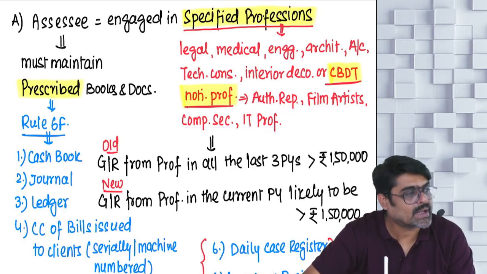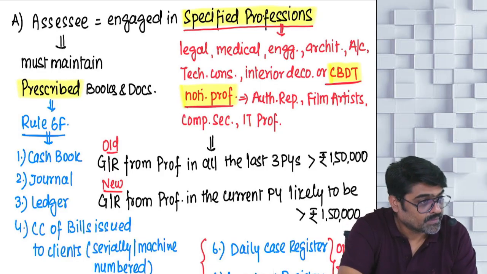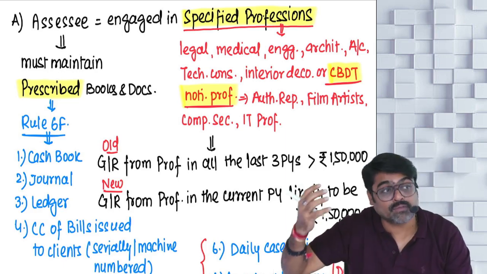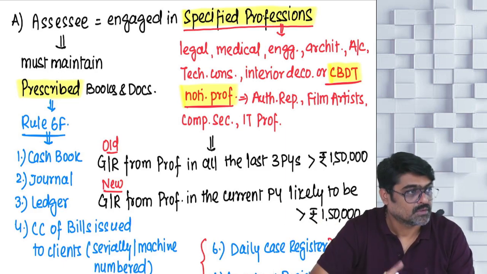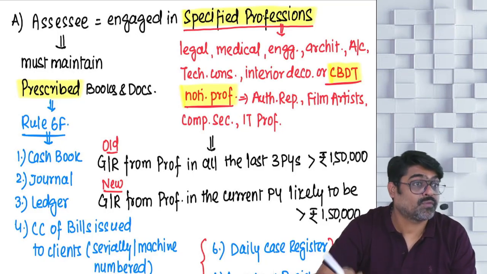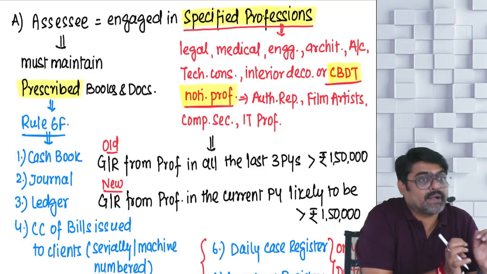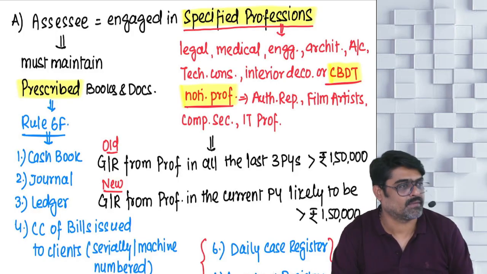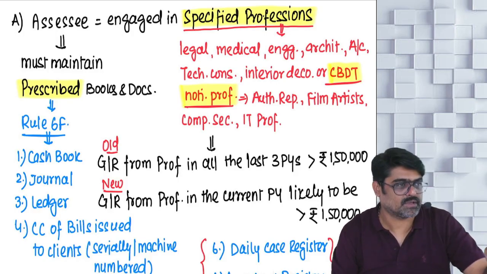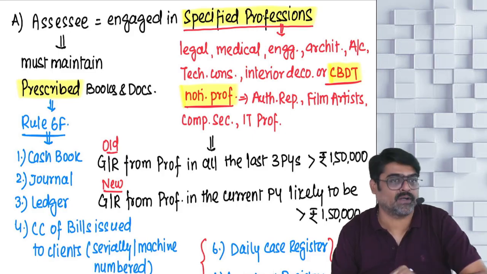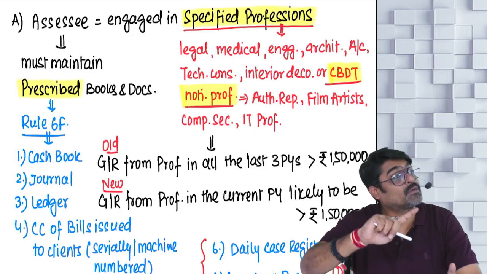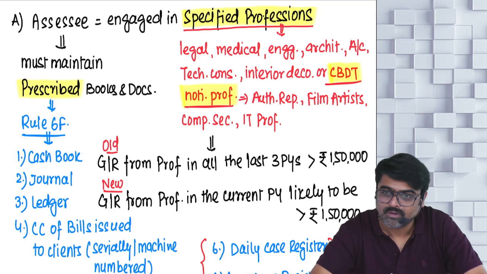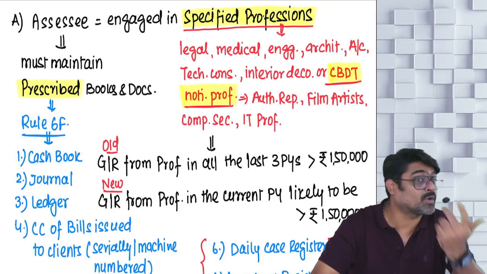If you are an assessee, an individual, and you are doing any of these professions, it is compulsory for this profession that you maintain separate books and documents, which we are going to prescribe. So first of all, we will prescribe the documents for you, and those documents you are supposed to compulsorily maintain. Understanding? So where the documents are prescribed and what documents are prescribed.